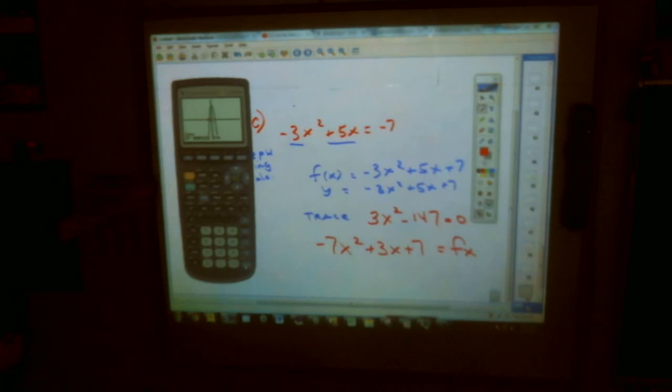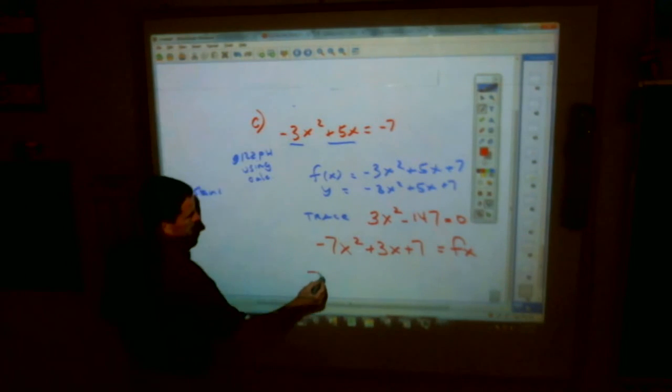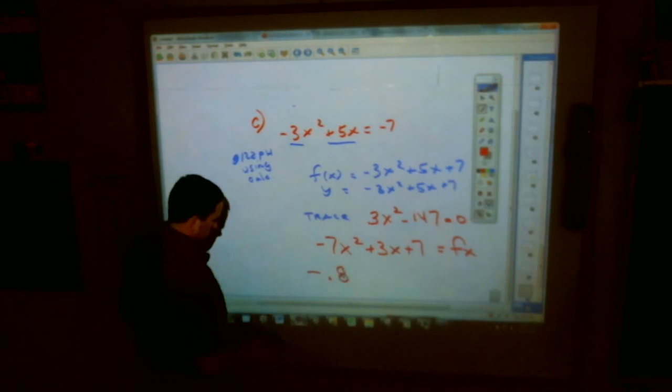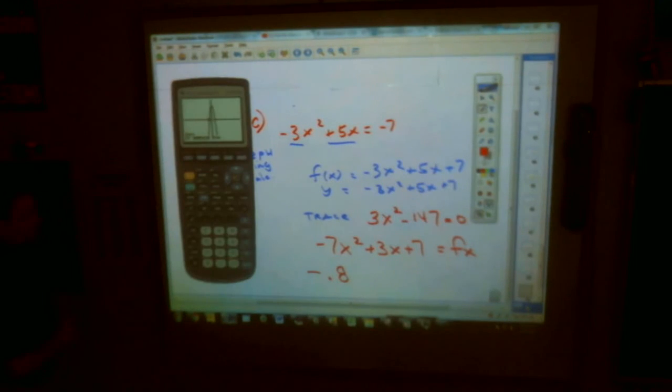So that is one answer, which is negative 0.8, that's the left side. Yeah, you want y to be 0, because that's what it is. Negative 0.8 is one answer. I'm going to do the other side.